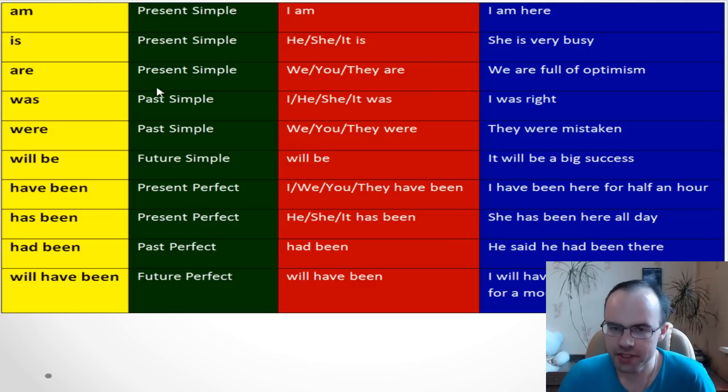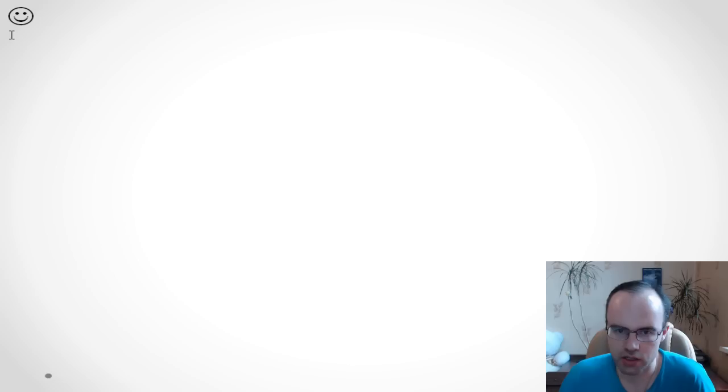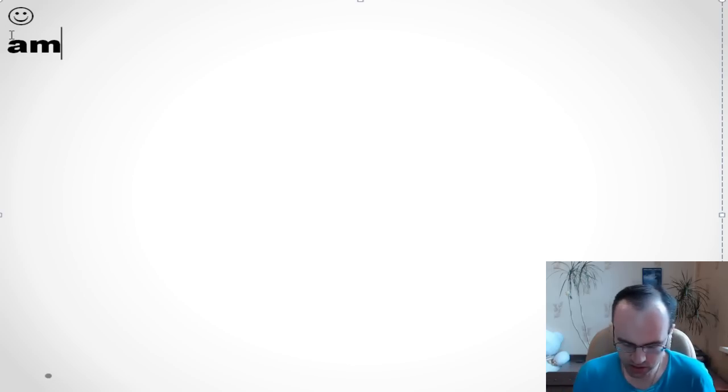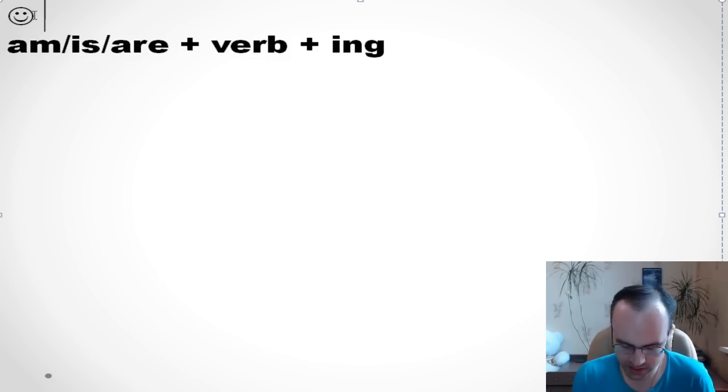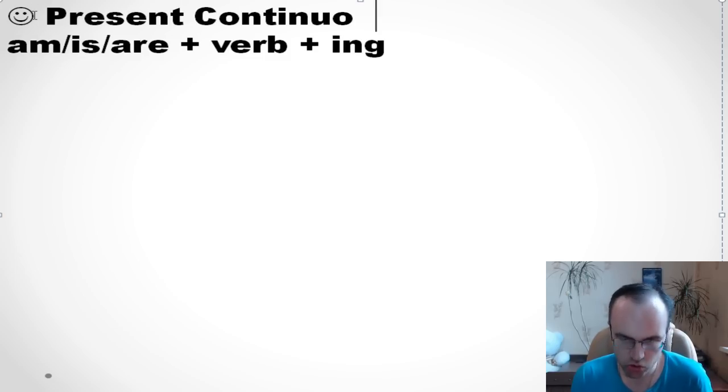Right. So we see that we use am, is, are with present simple. But it can be used in more advanced structures. It can be used in more advanced sentences and tenses. Look, it's also possible to see it in continuous. So if you see this structure, am, is, are plus verb plus ing, we call it another tense, and it's called present continuous.